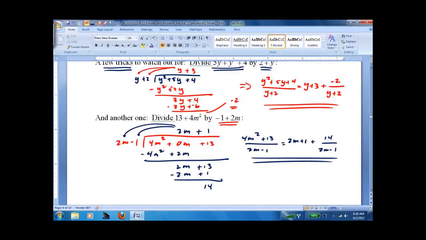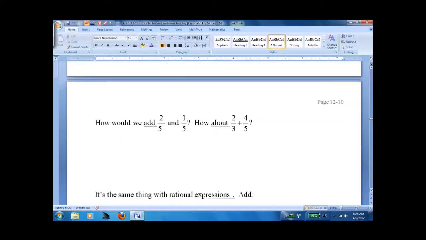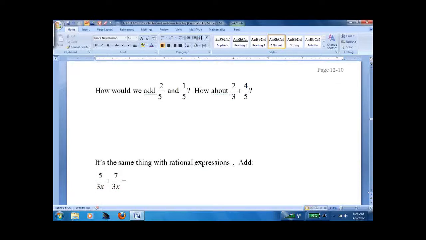Tricky stuff. Definitely going to need to practice this. Make sure we review before we do it in class. Simpler stuff. Stuff that'll make complete sense to you. How do we add 2/5 plus 1/5? Well, we already have a common denominator, so we just add the top, write it over the bottom.